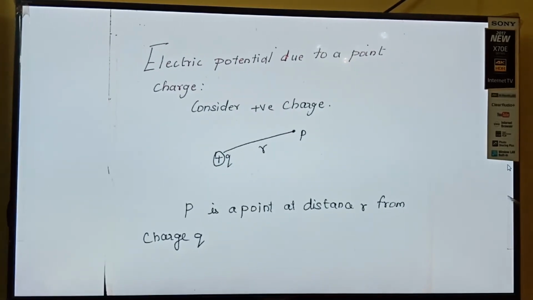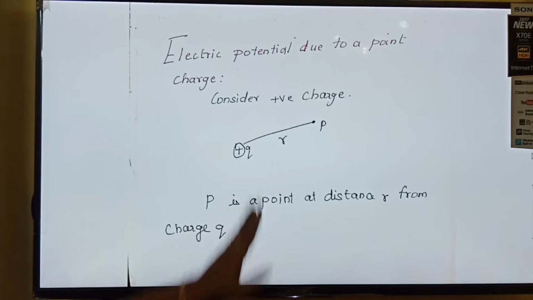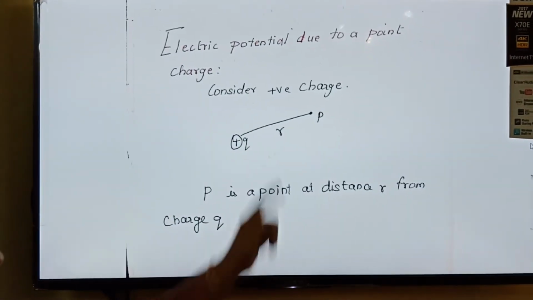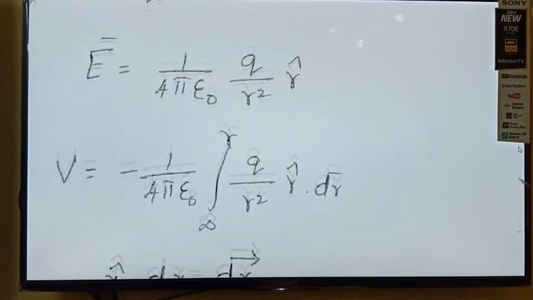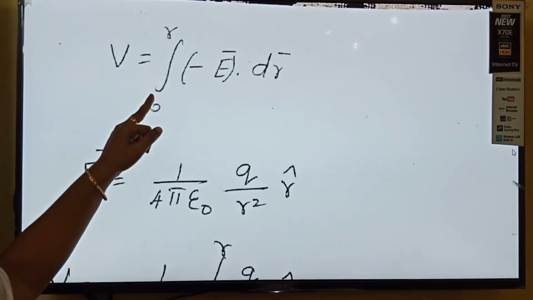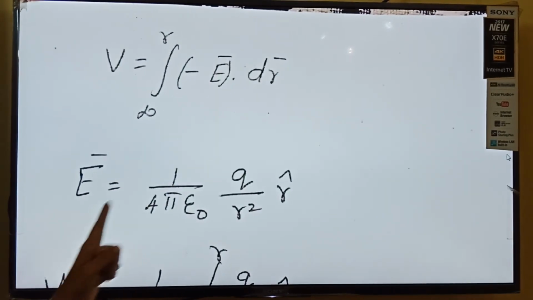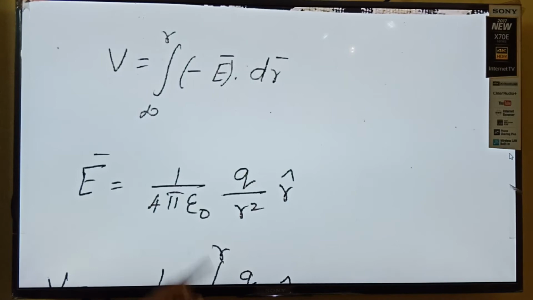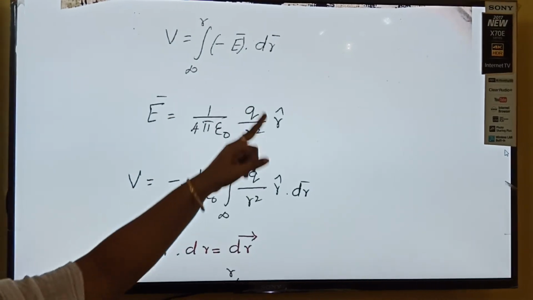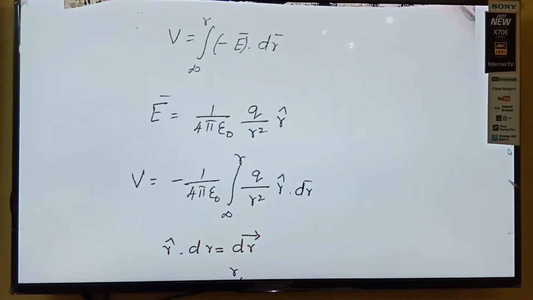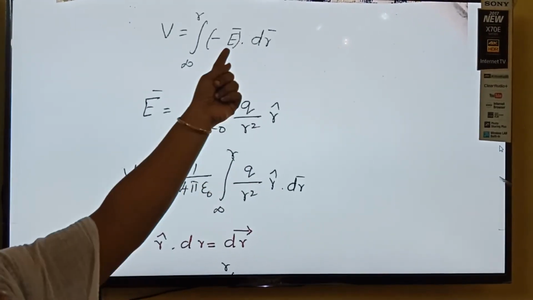Next we are going to see the electric potential due to a point charge. We consider only a single positive charge Q, and P is a point at distance r from the charge Q. We know the formula for V. V is given by minus integral of E vector dot dr vector, and we already know the formula for E, which is 1 by 4 pi epsilon naught Q by r square into r cap. This we have seen already in the last class. Substitute this value of E in this place.